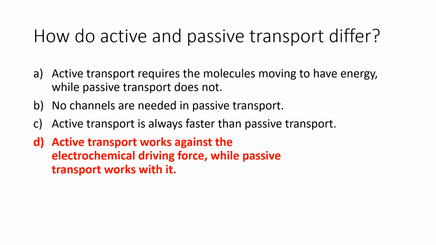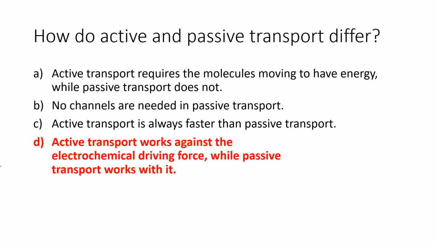A is not true because the particles themselves don't have to have energy, okay? We can get that energy from another particle, and so we can eliminate A as well, right? D is the correct statement because active transport is going to be working against its driving force, right? Against its gradient, while passive transport is working with its gradient. That's the main difference between these two types of movement.